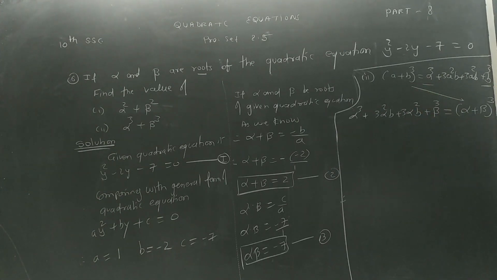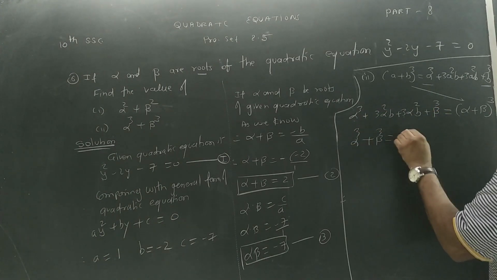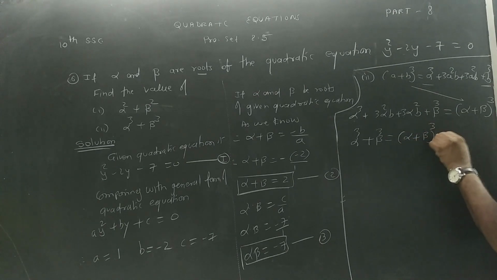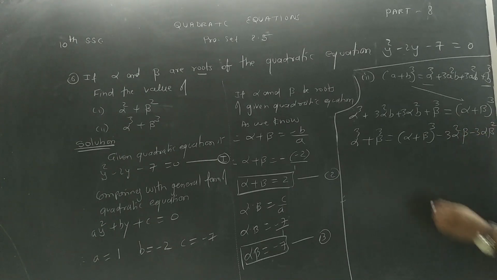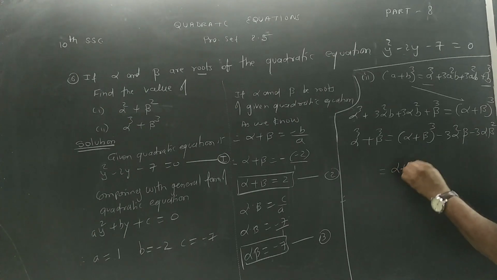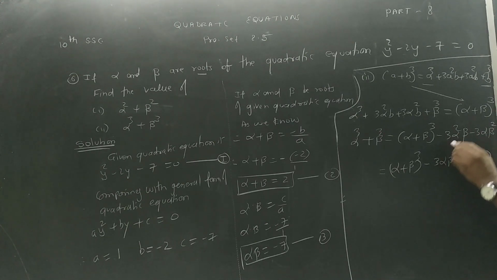But we are interested in finding out a cube plus b cube. So alpha cube plus beta cube is equal to alpha plus beta the whole cube minus 3 alpha square beta minus 3 alpha beta square. So that is equal to alpha plus beta the whole cube minus 3 alpha beta into alpha plus beta. Got it now? See, I have taken alpha beta common. 3 is already out. From alpha square, one came out and one remained. And so what will happen now? Alpha plus beta is nothing but what?